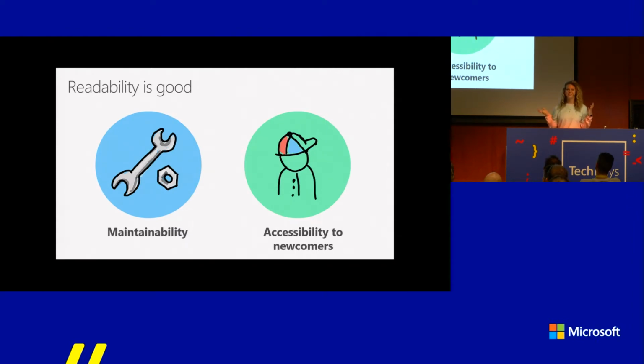The other reason is accessibility to newcomers. When you're the new guy on the team and you have to read people's code and every file looks like it's written by a different person, it makes it a lot harder to ramp up on your team. And so that's why readability is great. But what is readable code?